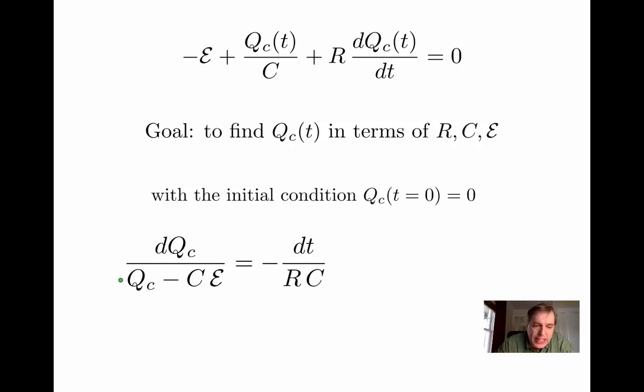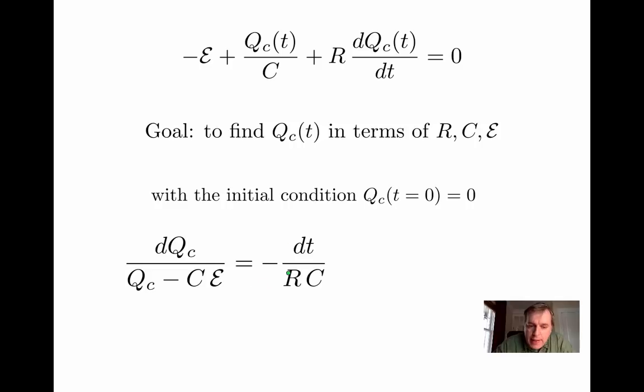If you integrate this side here, you get ln of QC minus CE. Remember, CE is just a constant. So think of that as, let's say you are integrating dx over x minus 5. The integral of dx over x minus 5 is just ln of x minus 5 plus a constant of integration. So you integrate that here, you just get ln of QC minus CE plus a constant of integration.